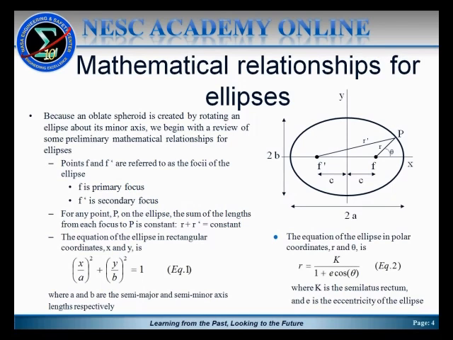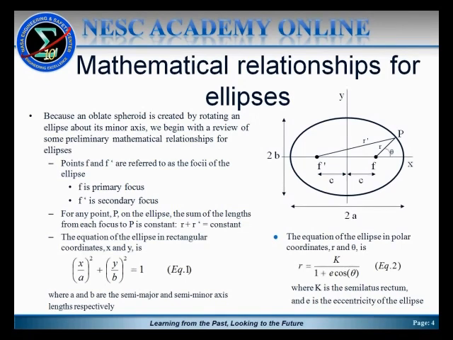The equation for an ellipse in rectangular coordinates x and y can be represented as x squared over a squared plus y squared over b squared equals 1, as shown in equation 1 at the bottom left of this figure, where a and b are the semi-major and semi-minor axis lengths, respectively, as shown in the figure.